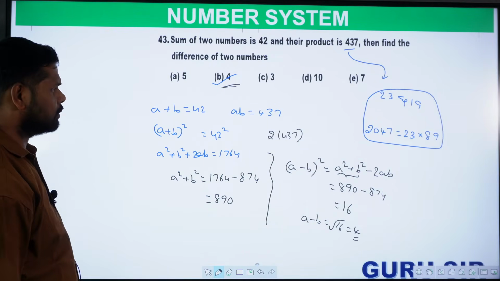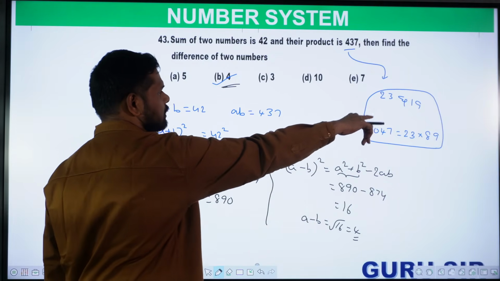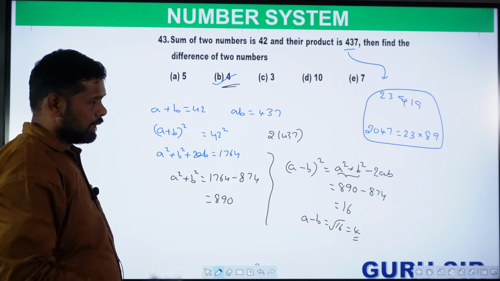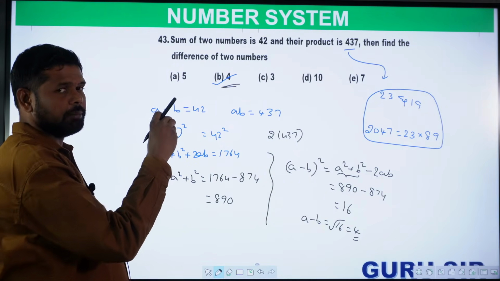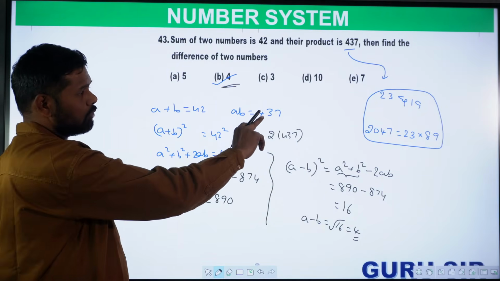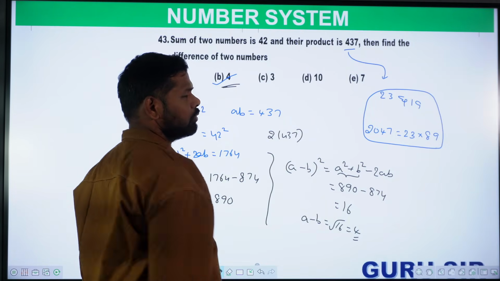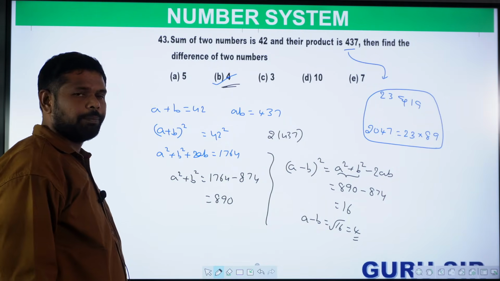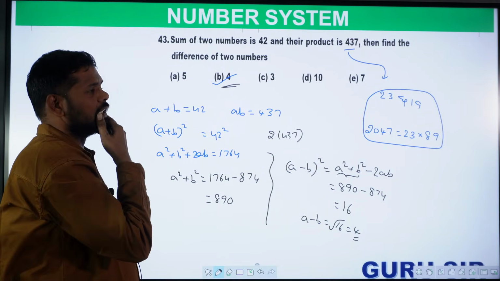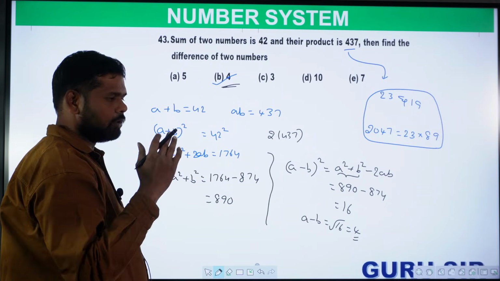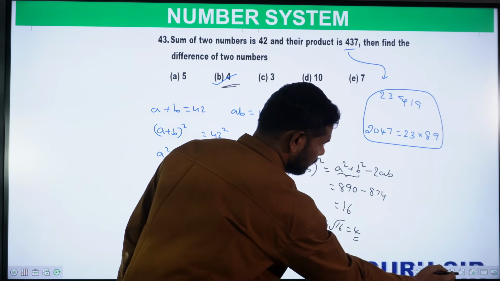So very easy to solve. But remember this type of numbers, right? I gave a hint while discussing the important numbers and important multiplications. It is also a product of two prime numbers. Okay. So whenever you see 437, 23 into 19, you need to remember that.